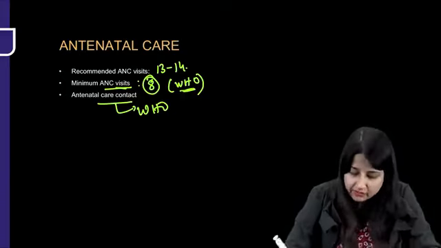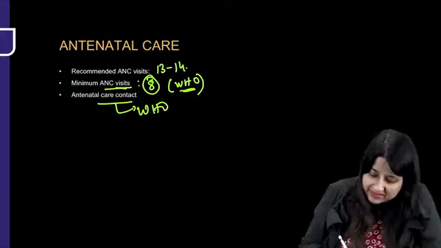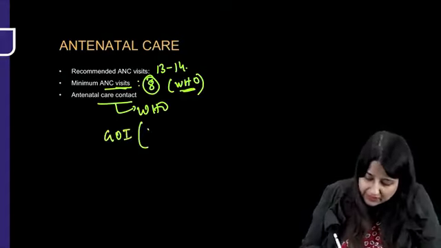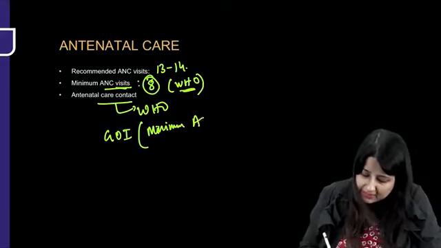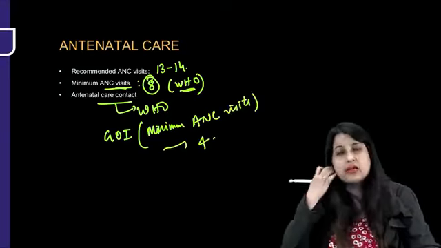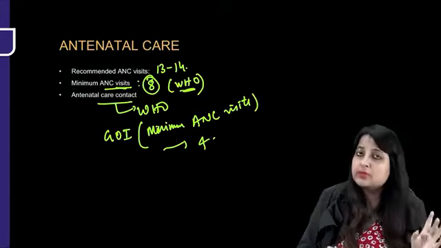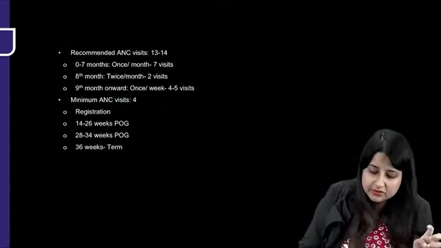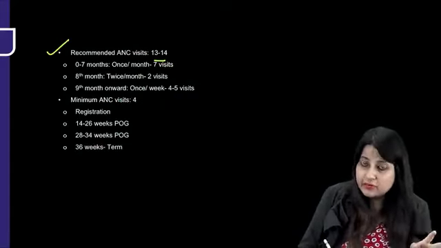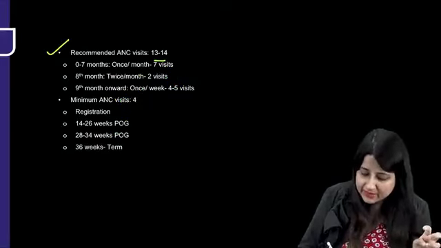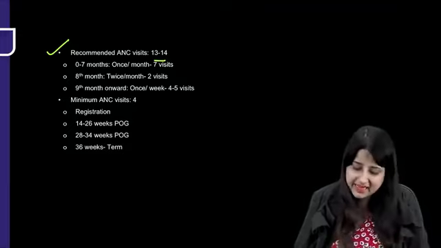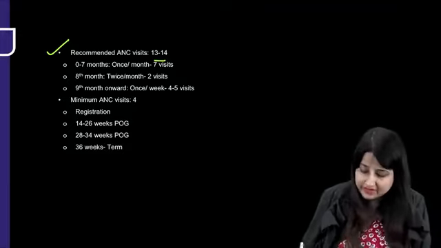Okay, so according to WHO, minimum ANC visits is 8, but according to Government of India, if anybody asks you, minimum ANC visits are how many? It is 4. But according to WHO, the minimum visits should now be 8. So look over here. Recommended is 13 to 14, which is first 7 months, once every month, 7 visits. 8th month, twice per month, 2 visits. And 9th month onward, once per week, 4 to 5 visits.